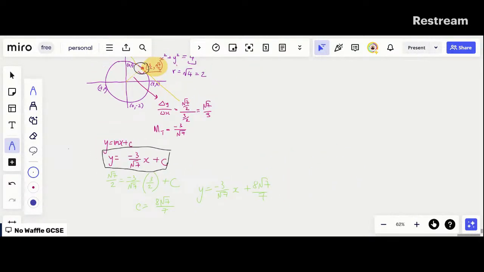But hopefully that makes sense. So we know that the point is on the tangent, so you then plug that in there.